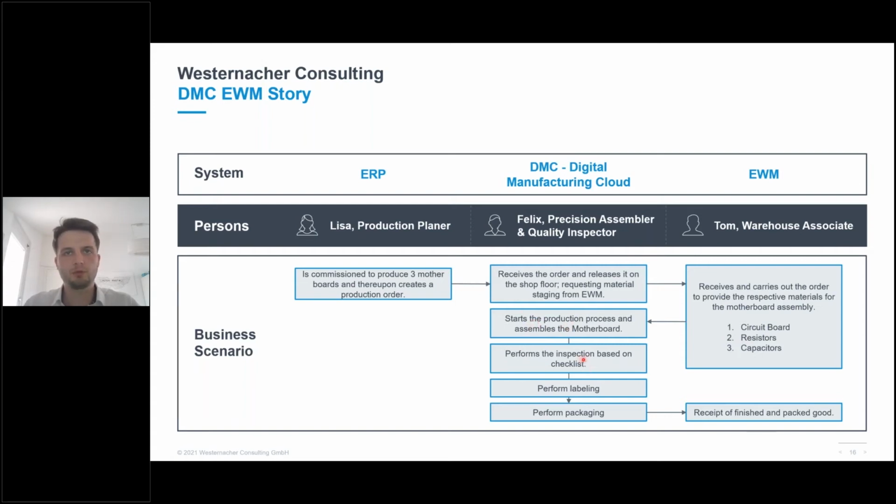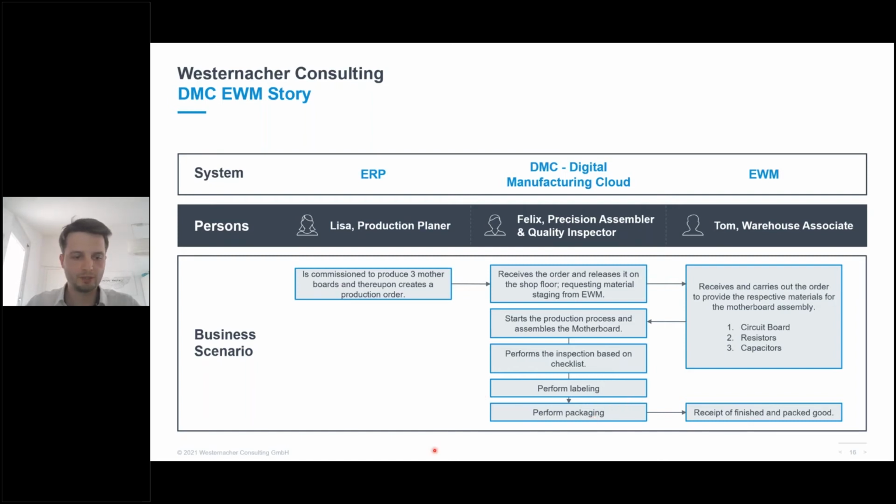Then we'll perform all the operations that you have seen before and that Oritra has shown you within the ERP system within the DMC. So we're doing the inspection, the labeling, and the packaging, and then we'll send the packaged good all back to the warehouse, where Tom can store it then within the warehouse.